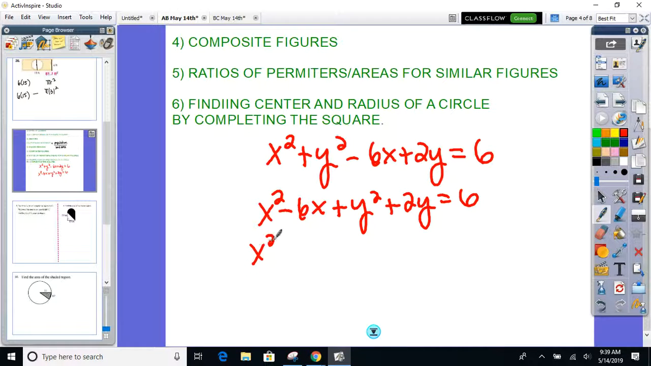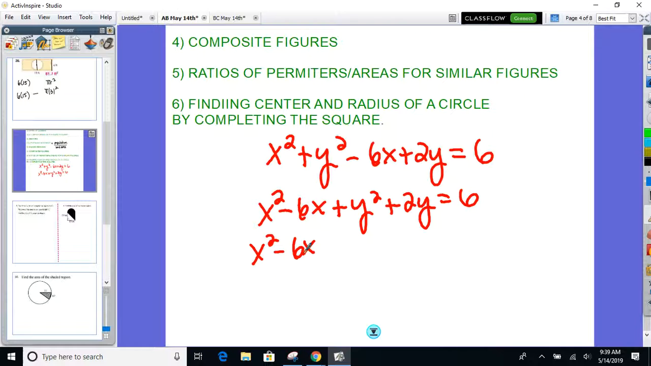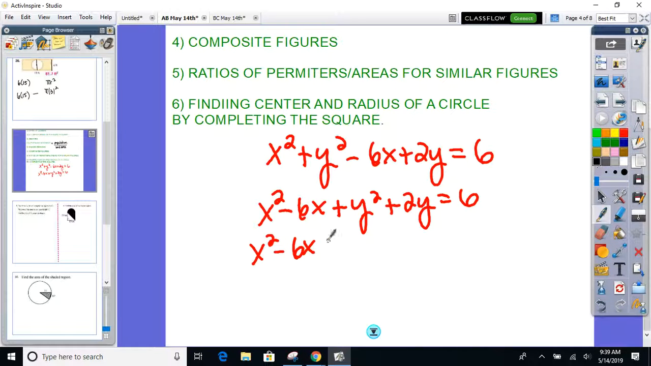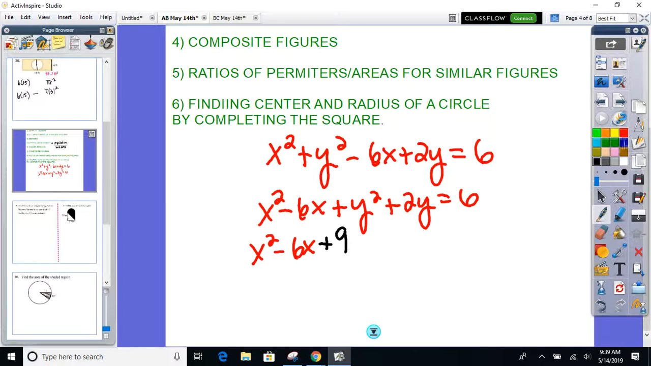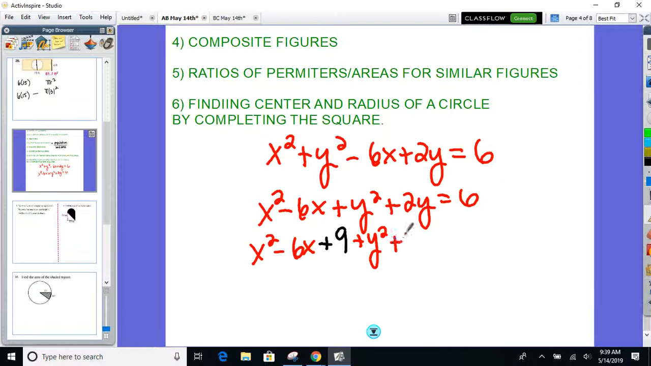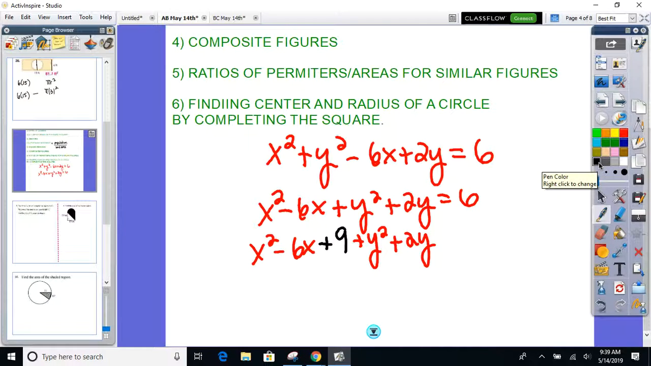X squared minus 6x plus 9. This number should always be plus something. When you square any number, it's always positive. Now do it for the y's. Y squared plus 2y. Everyone in their head right now. Divide 2 by 2 and square it. What's that new number now? 1. So again, it's always plus 1.